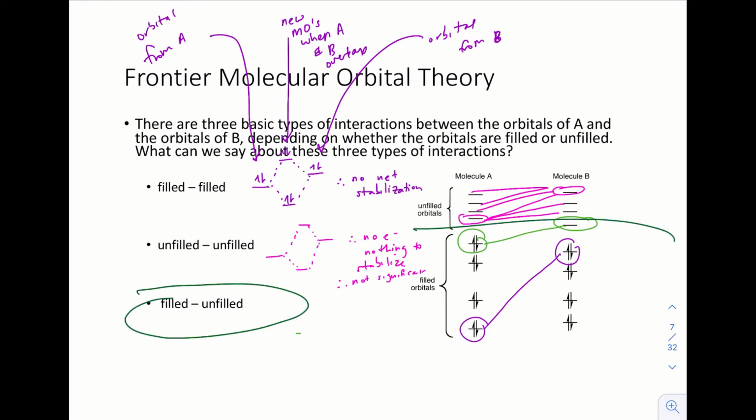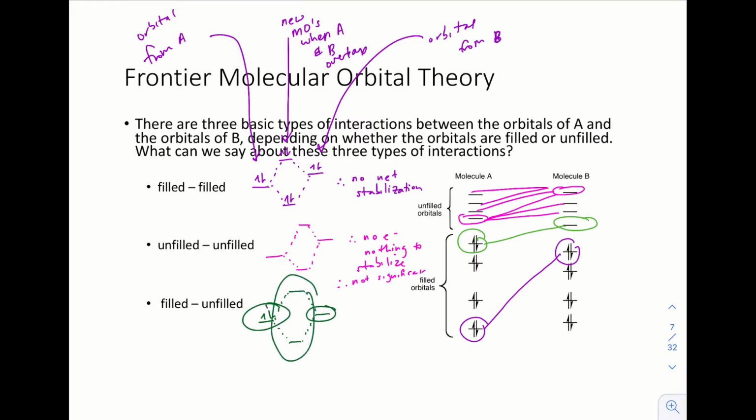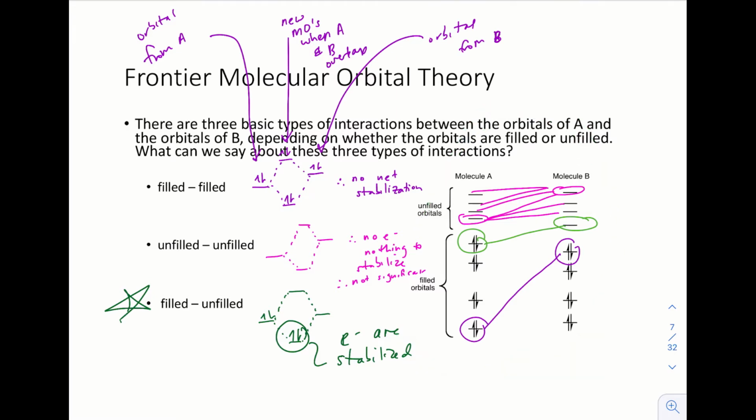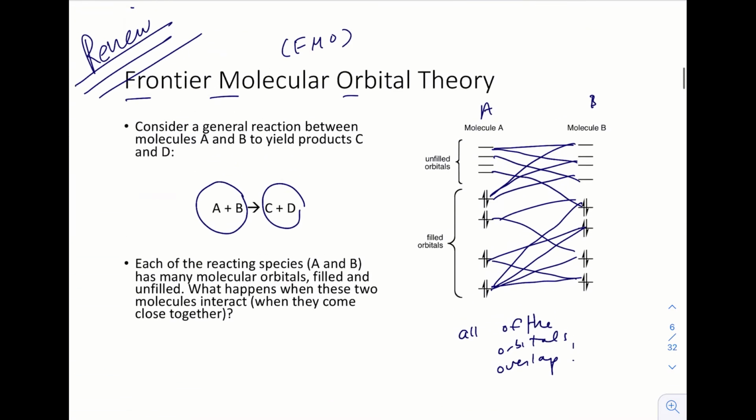Finally, a filled-unfilled interaction, such as this one. When a filled orbital overlaps with an empty orbital, just like when any two orbitals overlap, two new orbitals are created. Two orbitals makes two orbitals. Now there were 2 electrons that we started with. They go into the lowest energy orbital. And eureka, what do we see? Overall, electrons are stabilized. So this filled-unfilled interaction is the significant type of orbital interaction when two molecules combine in space to make new bonds, break old bonds, right?